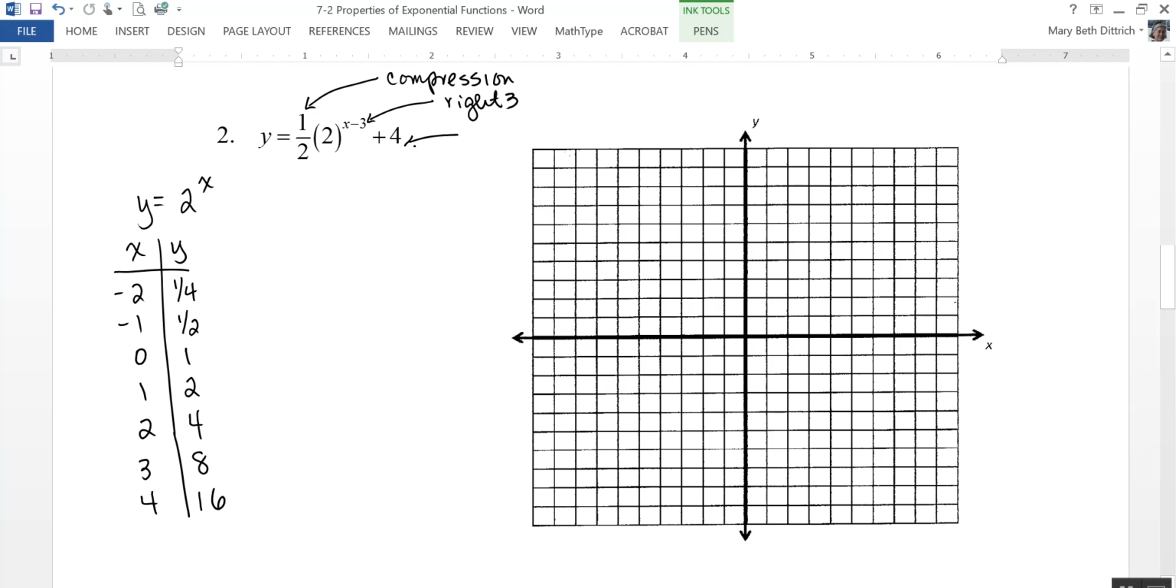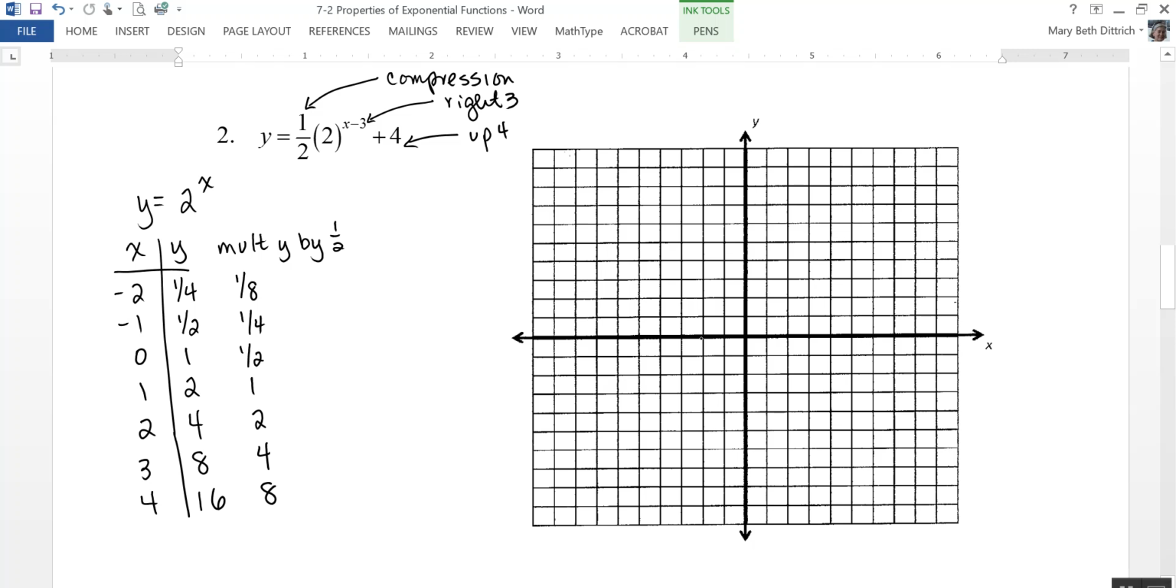And my +4 right there means I'm going to move up 4. So I'm going to go ahead and do my compression, and I'm going to multiply every y value by 1/2. So 1/4 times 1/2, that becomes 1/8, 1/4, 1/2, 1, 2, 4, and 8. Now you can see why I went up to 16. So let's go ahead and graph that one.